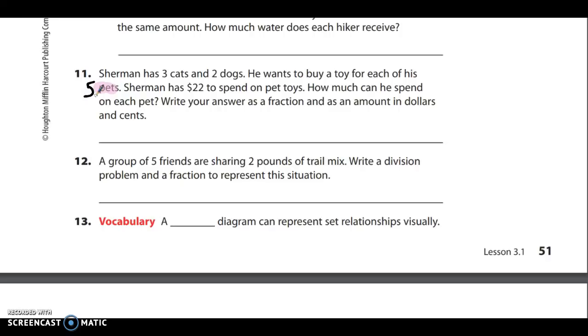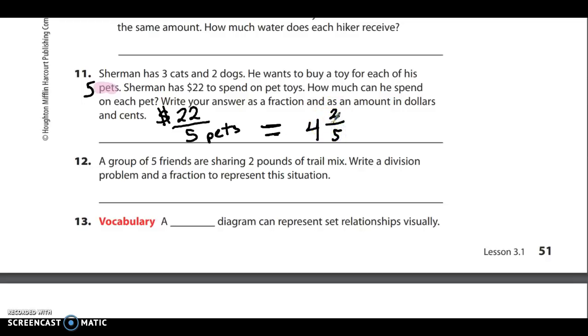Sherman has $22 to spend on pet toys. How much can he spend on each pet? Well, this is another division problem that we're going to write as an improper fraction, where he has $22 and he's going to divide that $22 by the 5 pets. And if you want to, you can even put the signs here. $22 divided by 5 pets. And so what we do here is we convert that. It's an improper fraction, but we're going to rewrite it as a mixed number. 5 goes into 22 4 times. And there's 2 left over because 5 times 4 is 20, so there's 2 left over, 4 2/5.